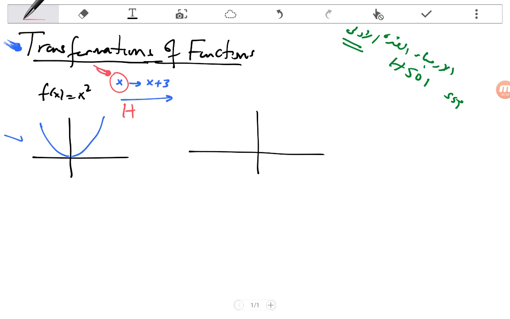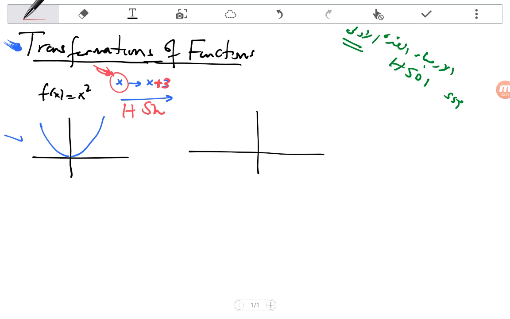Why? Because the operation here is made on x, not on y, or not on the whole function. We are saying that for every x, we'll put instead of it x plus 3. What would be the effect in this case? If we are taking x plus or minus a number, it is called a shift. So this operation is called a horizontal shift. Now, is this horizontal shift to the right or to the left? No, it will be to the left.